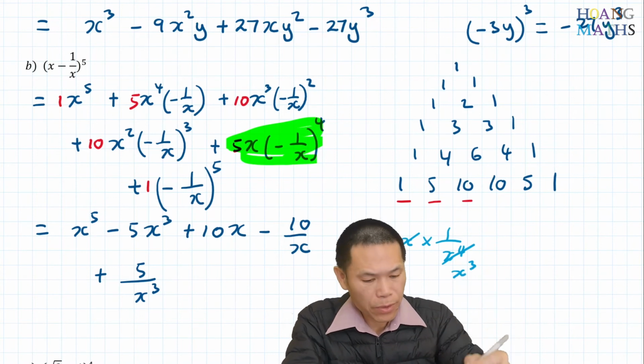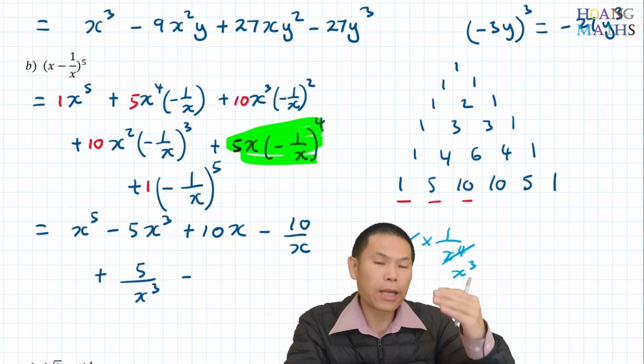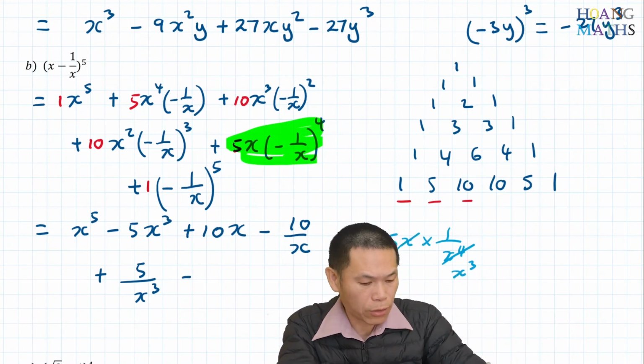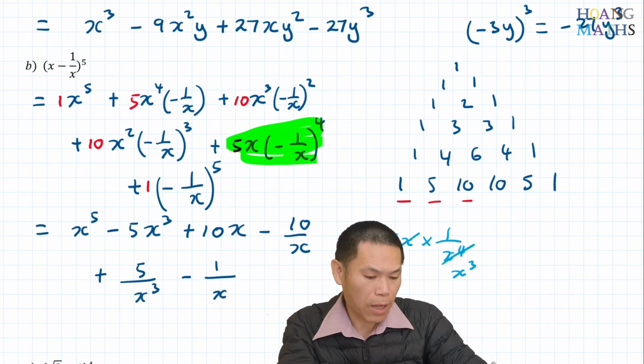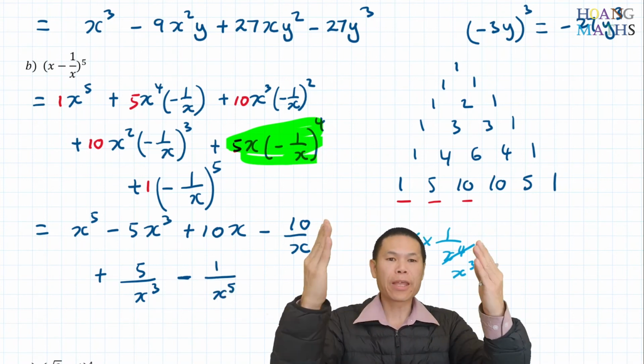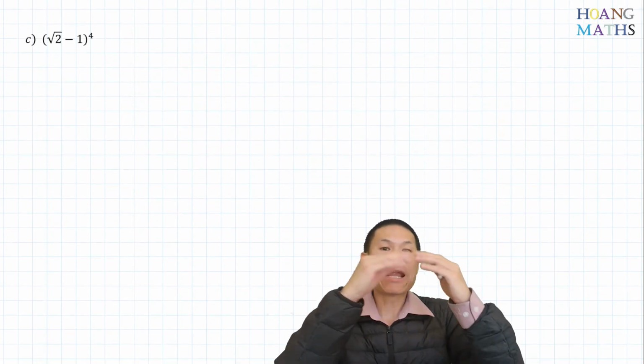And the last term, we know that a negative to an odd power is negative, so it should be negative, over x to the power 5. There you go. Now, last one.